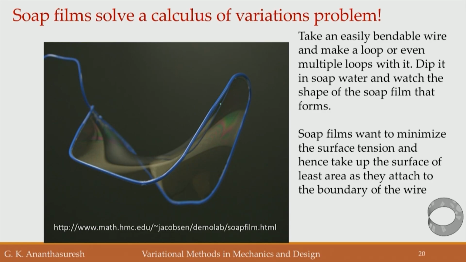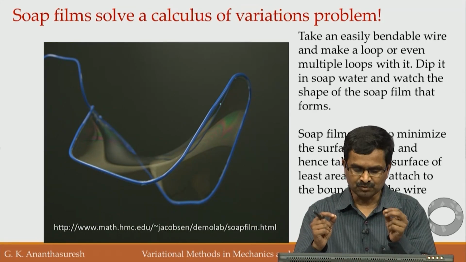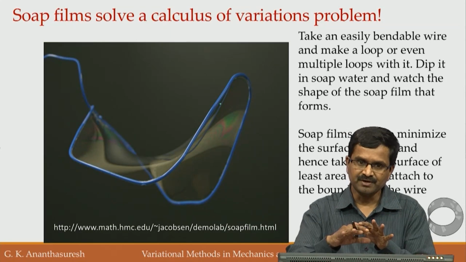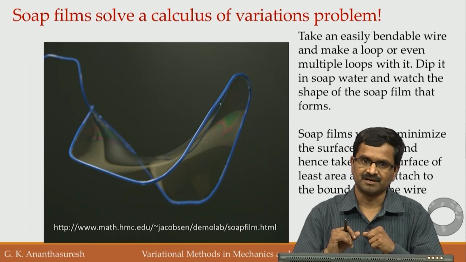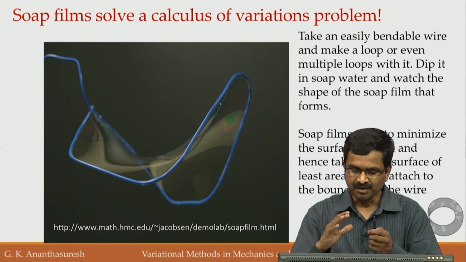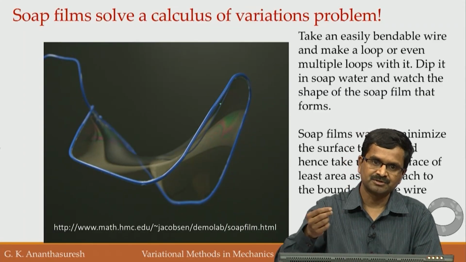This strange shape is actually a minimal surface. The soap film has to adhere to the boundaries of the wire where it attaches, but in between it tries to minimize the surface energy, and actually the surface area itself. It is a least-surface-area kind of surface that will attach to the boundary.